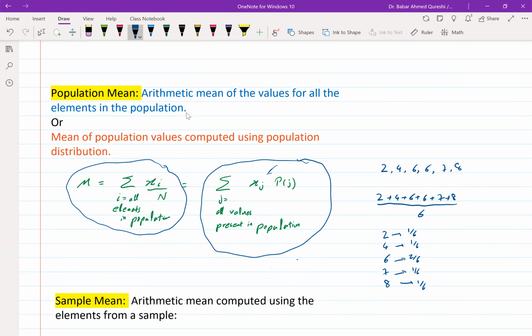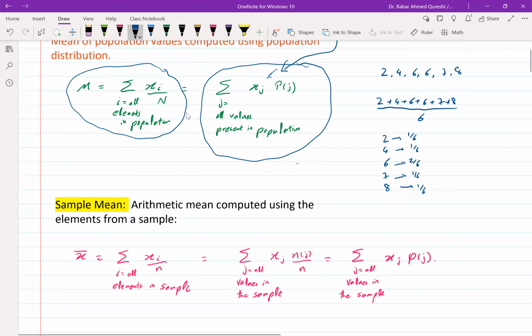For a finite population, both formulas are the same. You can derive one from the other. But when you're talking about an infinite population, then only this one makes sense. Because you have an infinite number of elements, you can't add them all up. You just line up all the possible values, and you are given some probability distribution. So you use this formula to compute the mean. So that's the population mean.